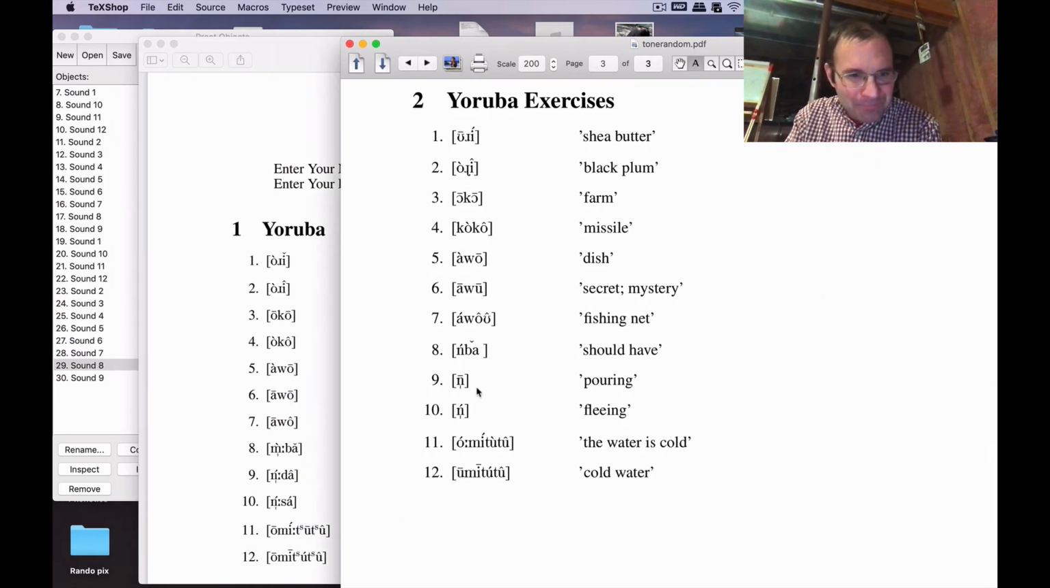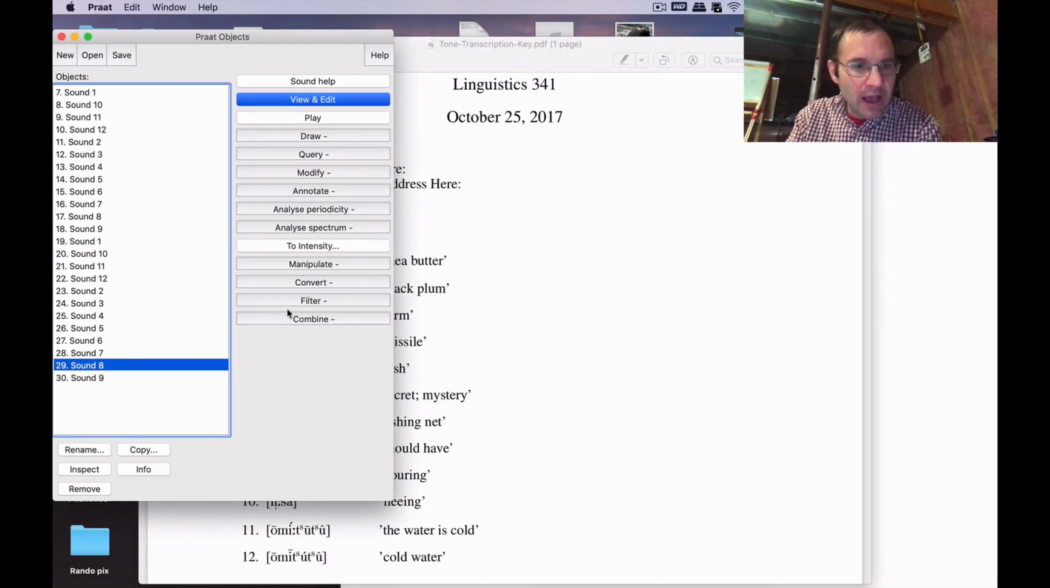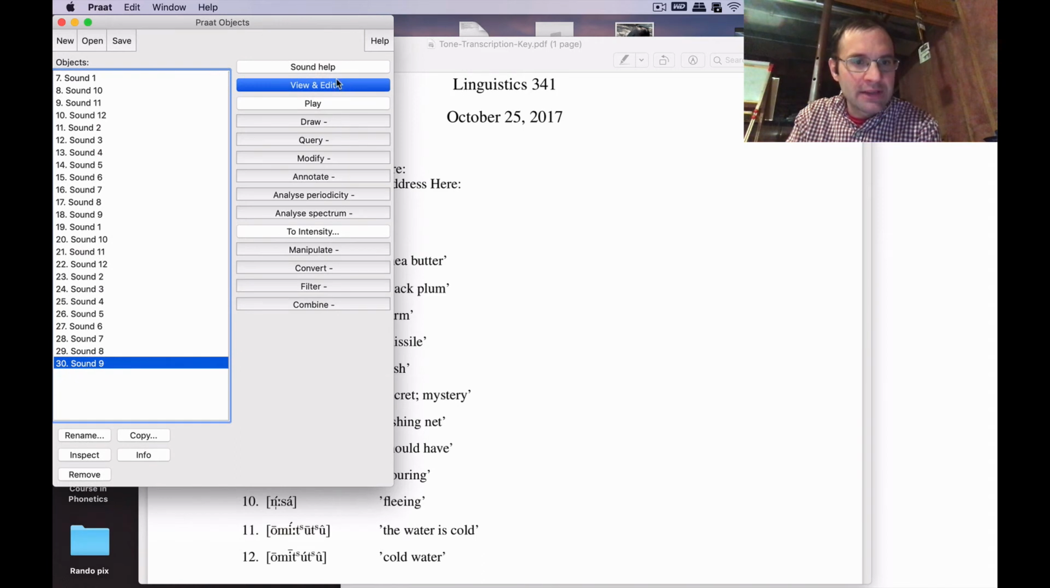Number 9, these didn't come through for whatever reason, just from this person's transcription. So I'll just walk you through what I got. For number 9, it looks like it's a high followed by a falling. And again, that first tone is just on the nasal by itself. The second one is two highs, one after the other.